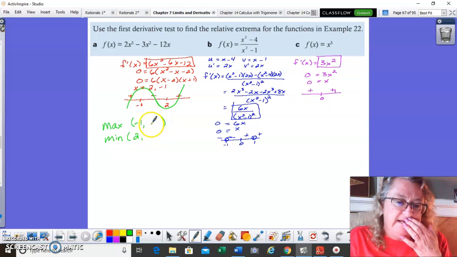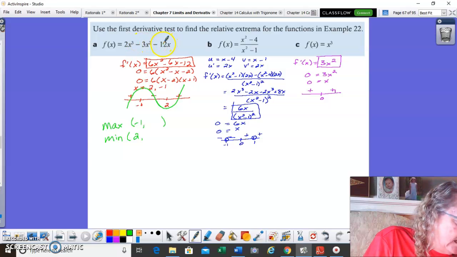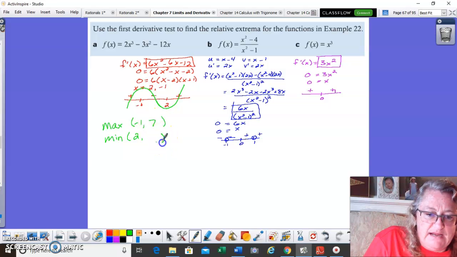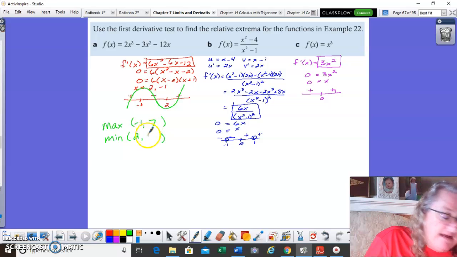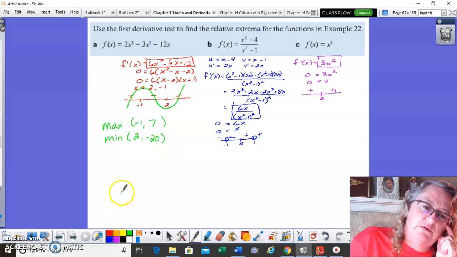The reason I left these blank is because now I need to refocus and go back to the original function and put them in here. So I'm going to substitute -1 in here for x. And when I do that, if I substitute -1 in for x, I get 7. And now I'm going to substitute 2 in for x. And when I do that, I get -20. I've already calculated those. You could go back and check my work, but I already went through and did those substitutions, so I would know them.